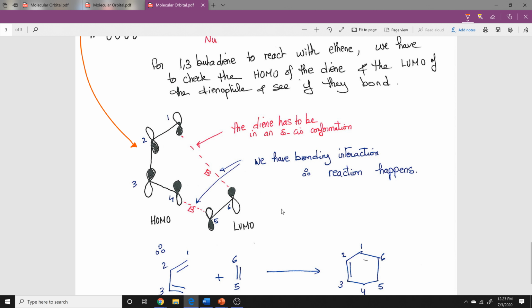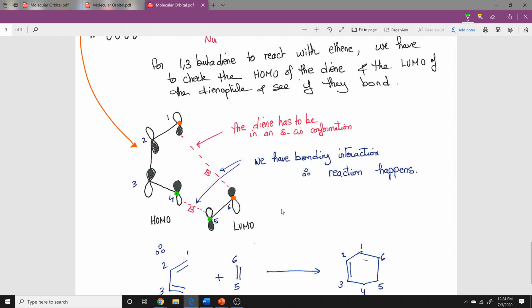If you're going to form a sigma bond, you're going to form a bond between carbon 1 and this carbon, and between carbon 4 and this carbon over here. So in order to check if there is a bond that could be formed, you need to check if the p orbitals can overlap with each other. If they overlap with each other, this means that they have the same shade, then you have the bonding state in there, so the sigma bonds can be formed. If not, then the sigma bond cannot be formed.